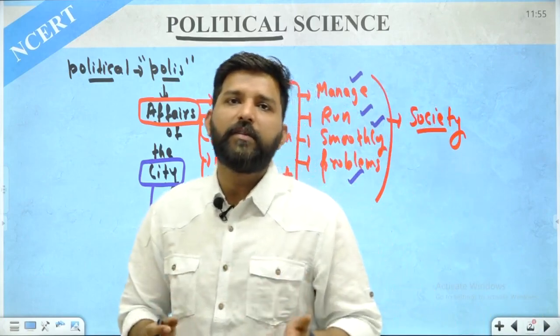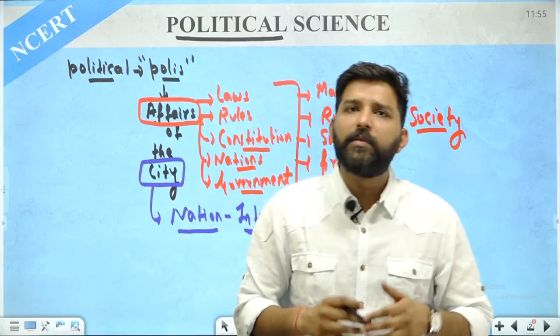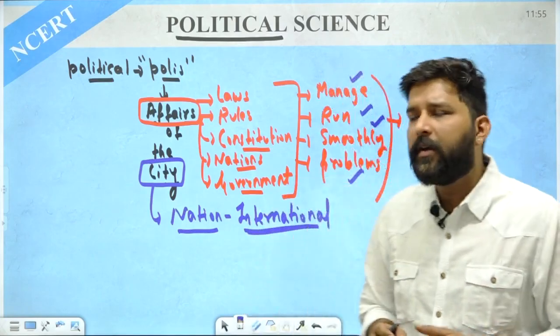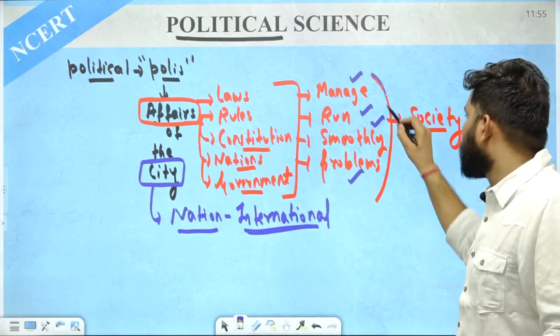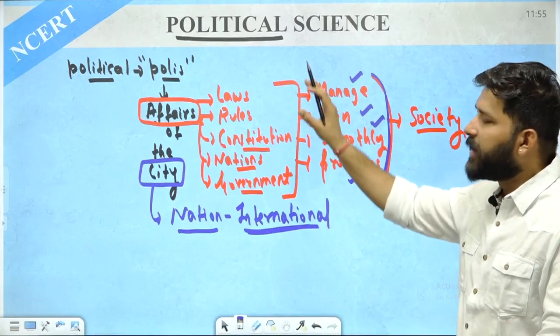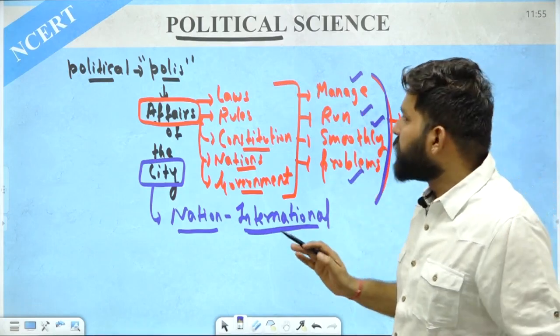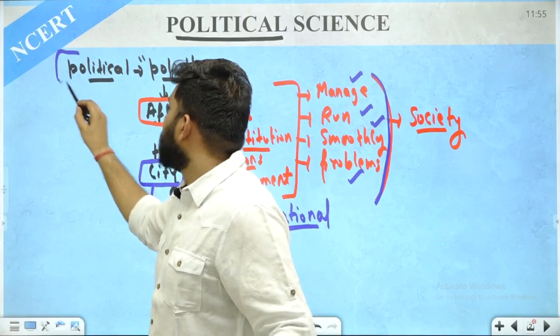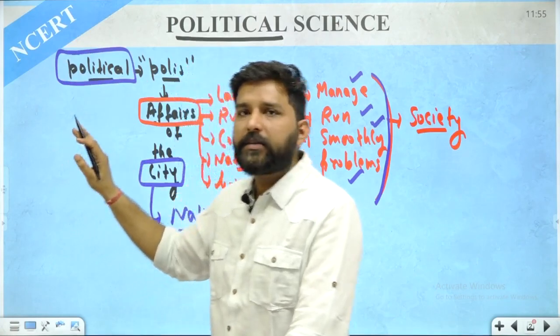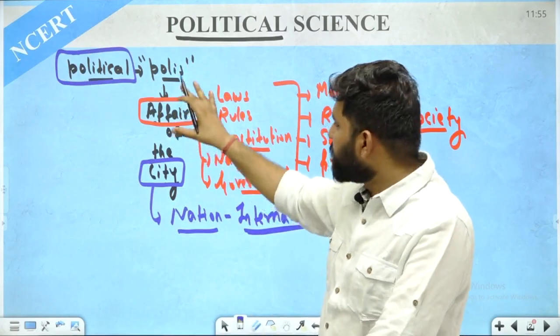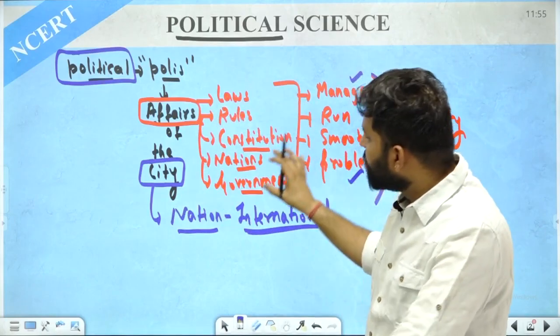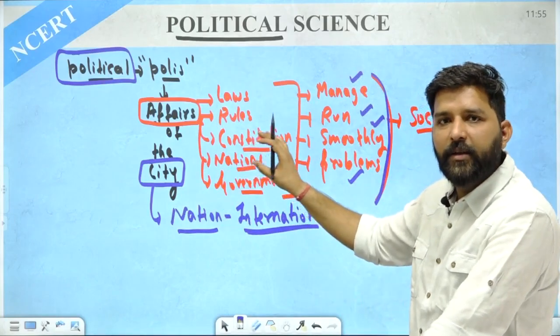For example, the problems of discrimination in society, poverty, and unemployment. All of these problems are solved by various laws and affairs that we deal with in political science. So first of all, the meaning of the word political is clear. I think the word political is derived from a Greek word, polis, which means affairs of the city. What kind of affairs? All of these kinds of affairs are studied under political science.